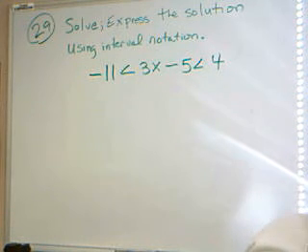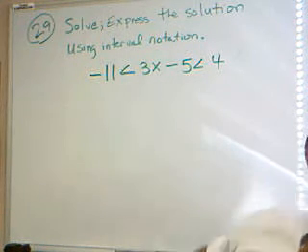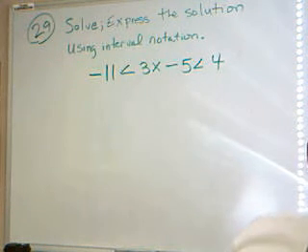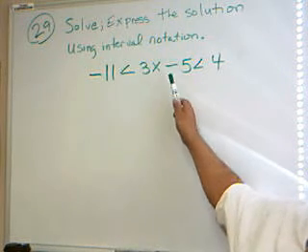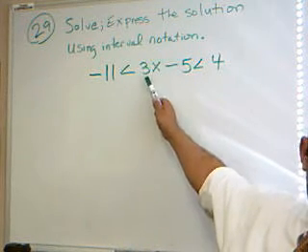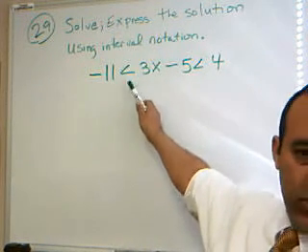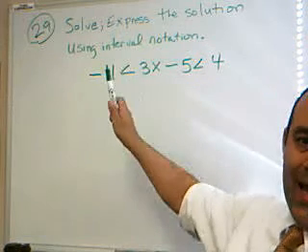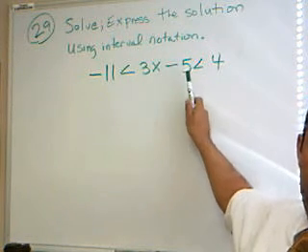It's a compound inequality because it's got multiple inequalities, and it's called an and inequality because when you read this, you read from the center out. You can read this as 3x minus 5 is greater than negative 11 and 3x minus 5 is less than 4.